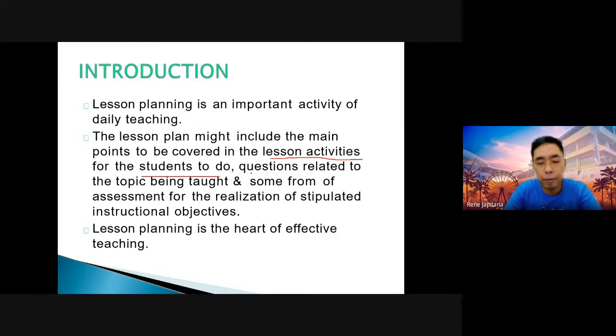Questions related to the topic, so possibly these are the activities or the assessment. Realization of the stipulated instructional objectives, so how to realize how the students perform in the lesson. The lesson planning is the heart of effective teaching. Now, you cannot be an effective teacher if you don't have the lesson plan. You could not achieve an effective teaching and learning process if there is no lesson plan. No lesson plan, no effective teaching. So that is a correlation.